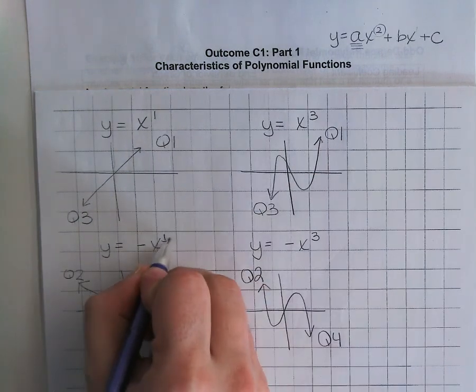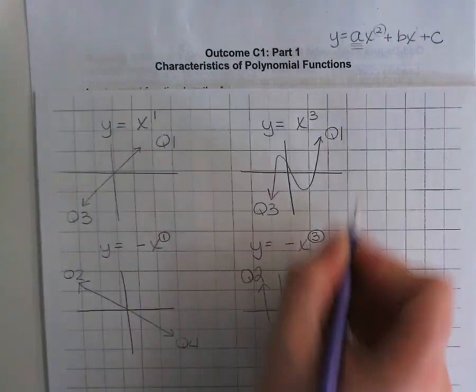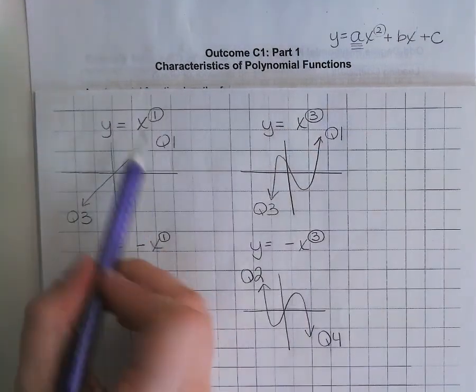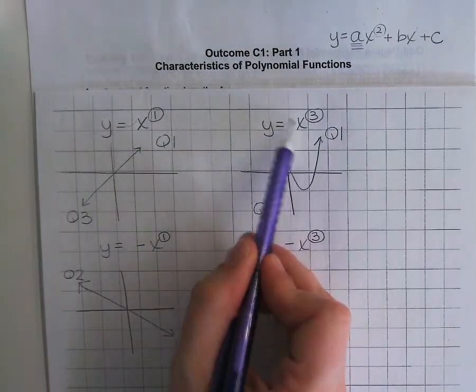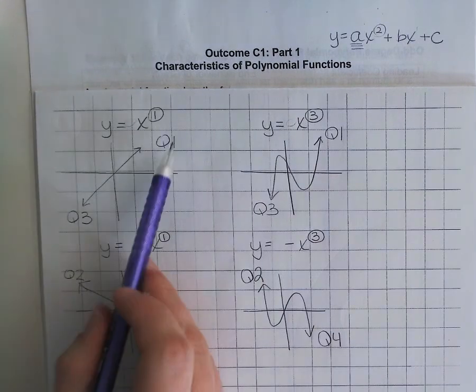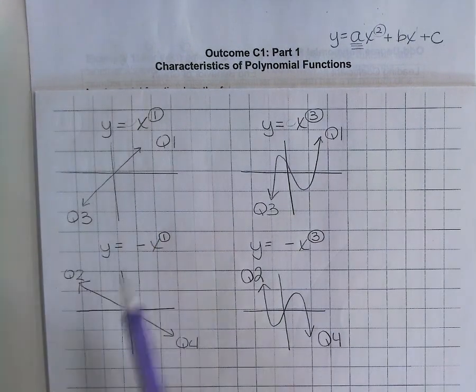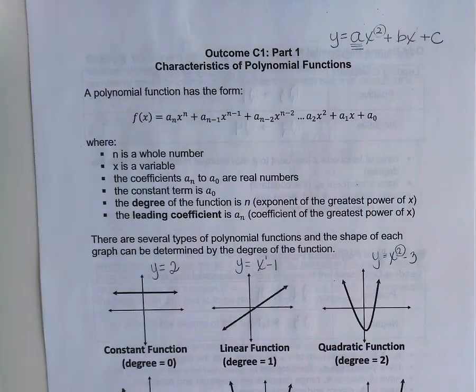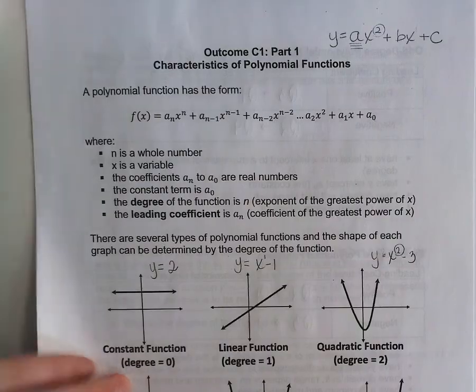So the degree of all of these is odd. And when there is a positive a value in front, we go from quadrant 3 to quadrant 1. And when it's negative, we go from quadrant 2 to quadrant 4. This applies to all polynomial functions that have an odd degree. And I've summarized that for you on the next page.